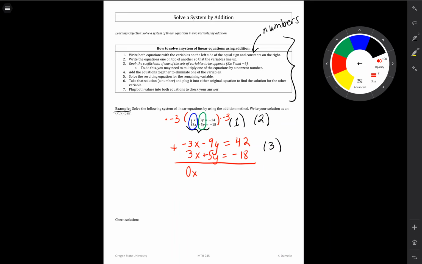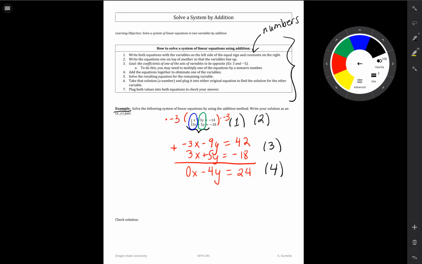-9y plus 5y is minus 4y. And then I have to add the constants together as well. So 42 minus 18 is 24. So that is step 4. I added the equations together.